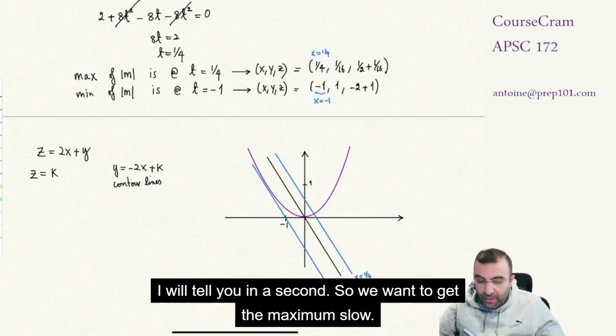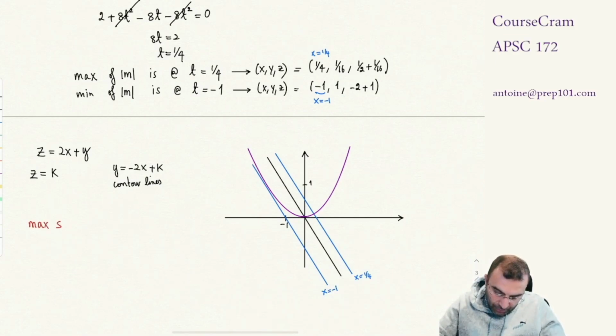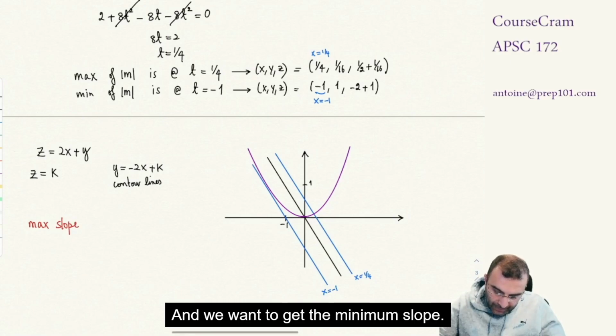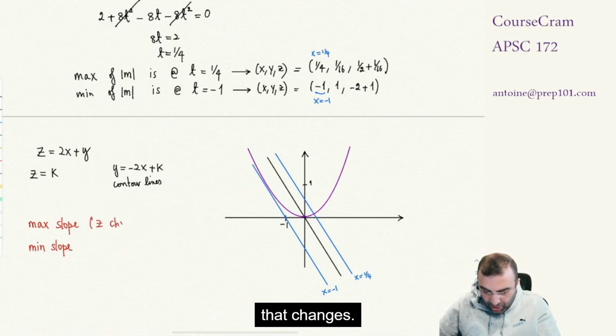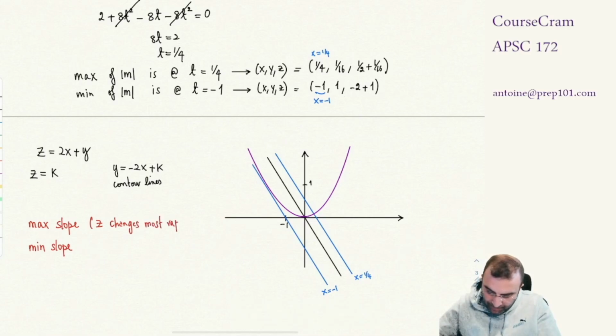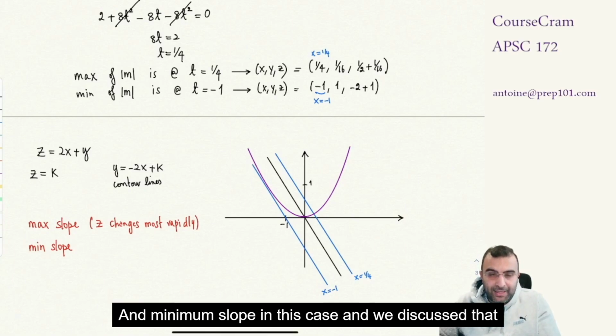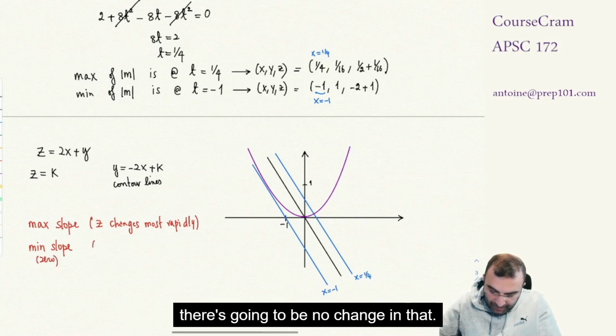So we want to get the maximum slope and we want to get the minimum slope. Right. Maximum slope, that means z changes most rapidly, correct? And minimum slope in this case, and we discussed that the minimum slope here is going to be 0. That means there's going to be no change in z.